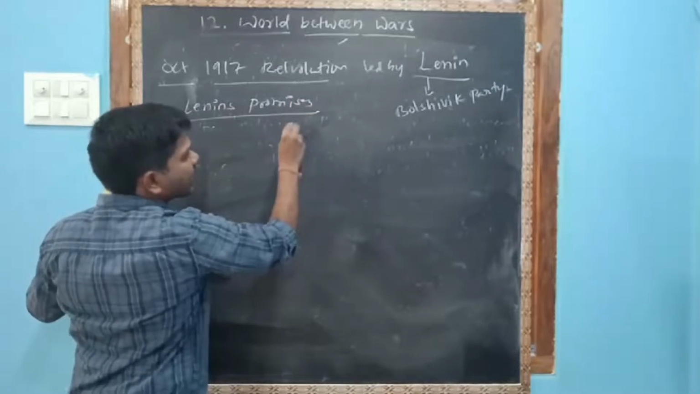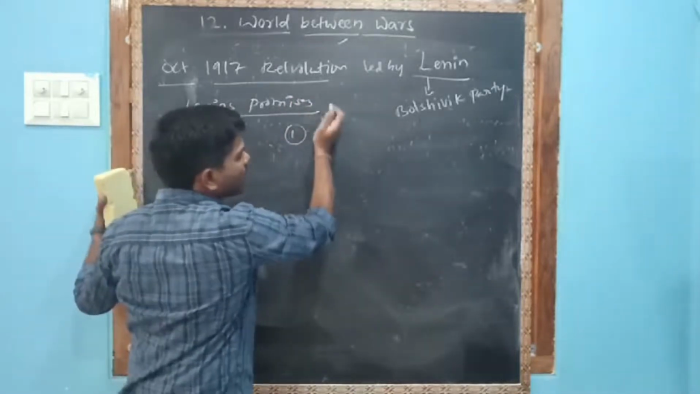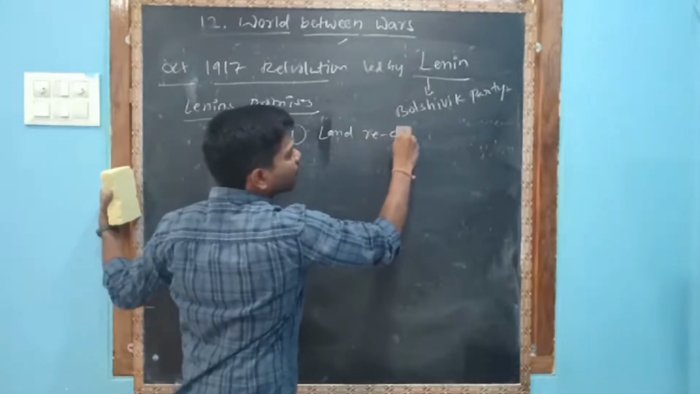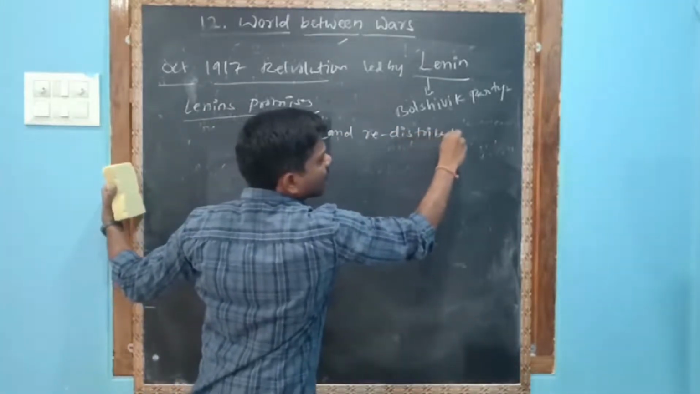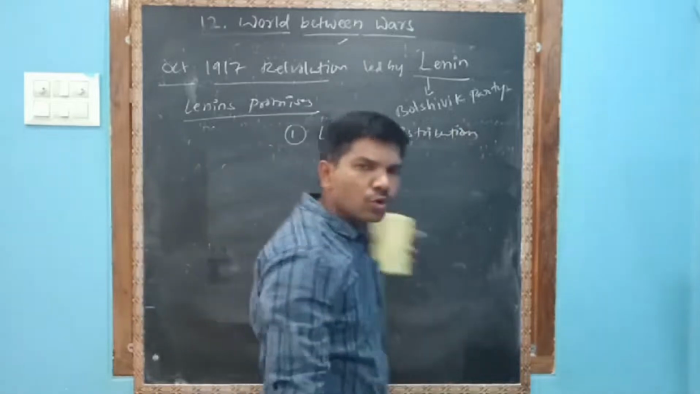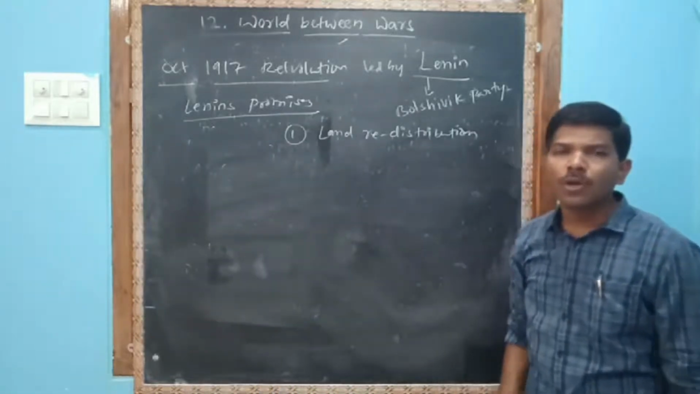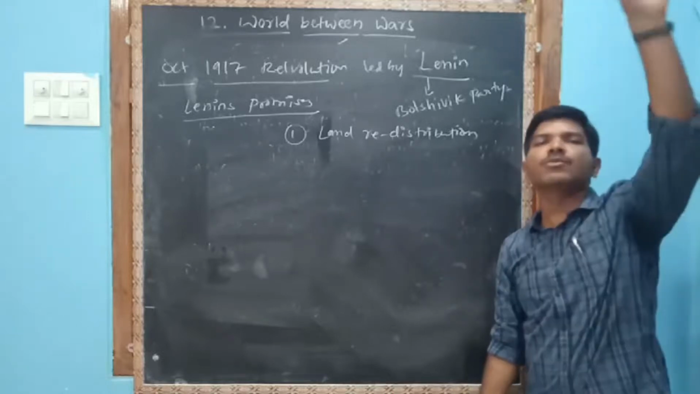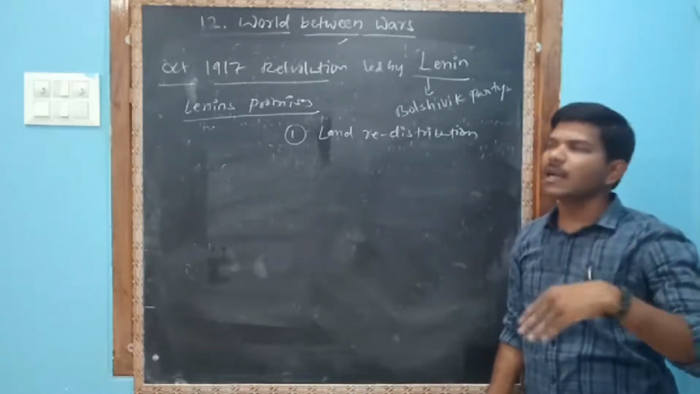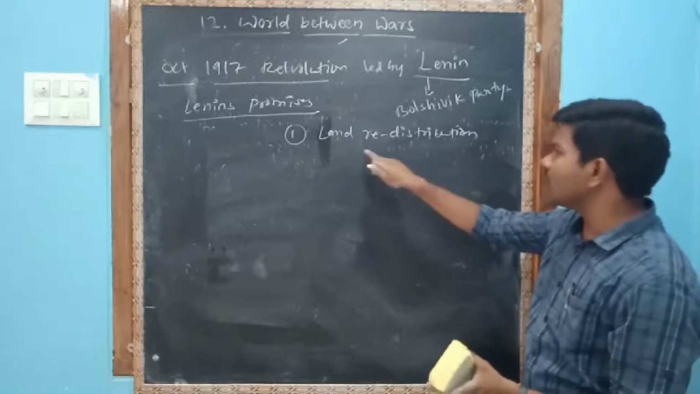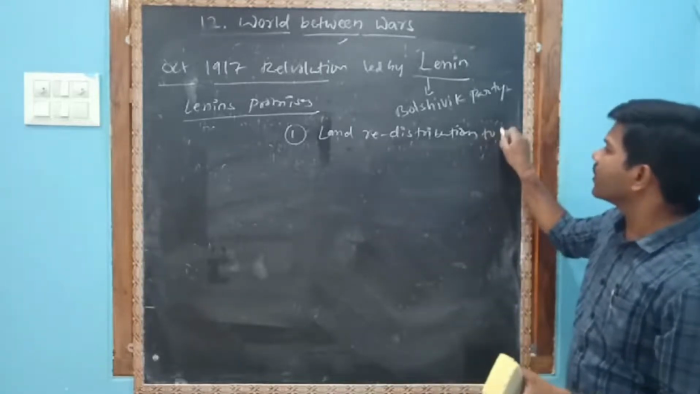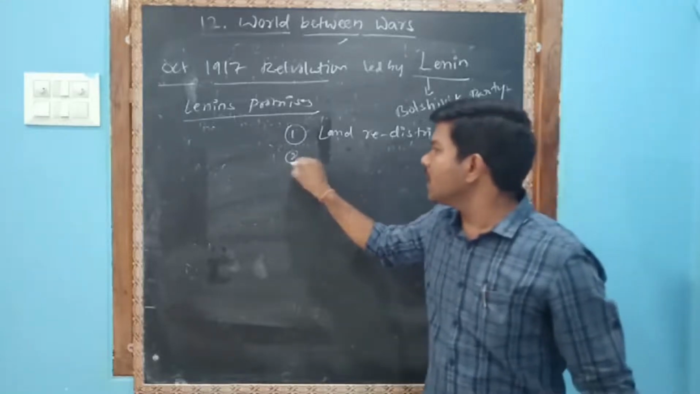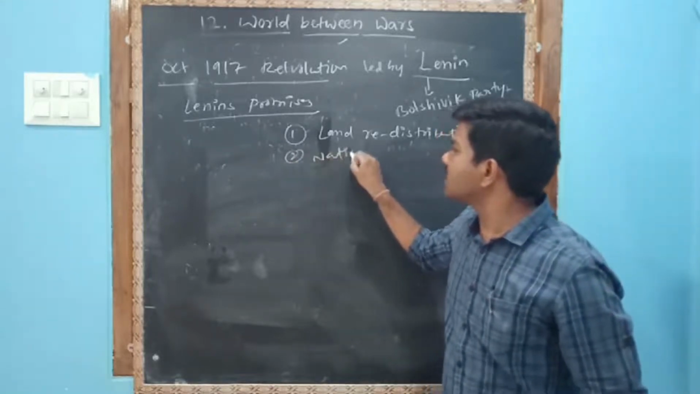What is Lenin promising? First one is control over land redistribution. Land redistribution to whom? To those who do not have land. For them, Lenin says that I will redistribute the land. So that is land redistribution to the poor.